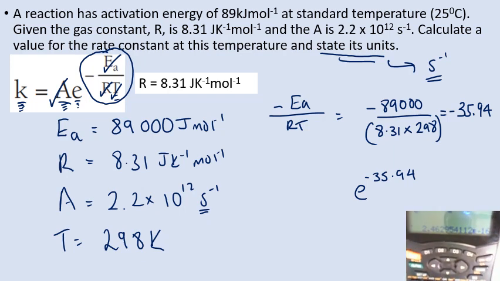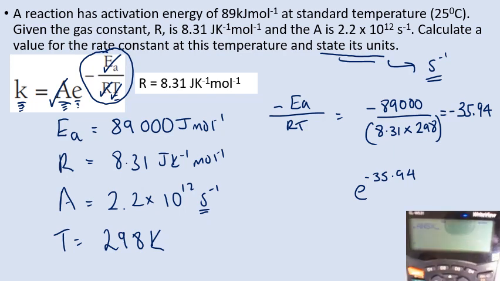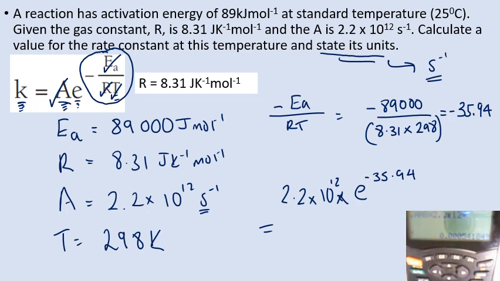I've got a value, and I'm going to multiply that answer by the Arrhenius constant, which I've been given as 2.2 times 10 to the 12. So times my answer by 2.2 times 10 to the 12 equals, and I've got my answer there.